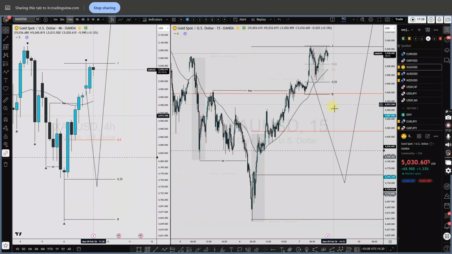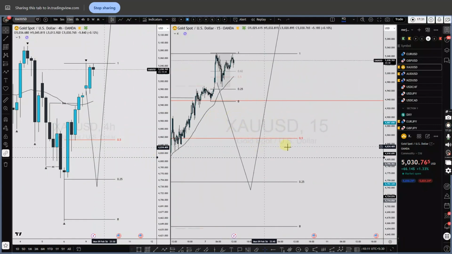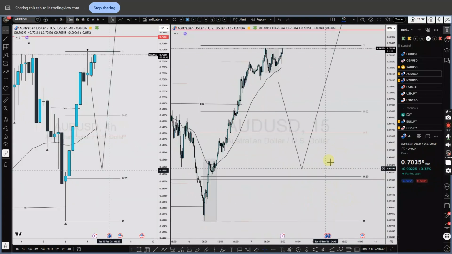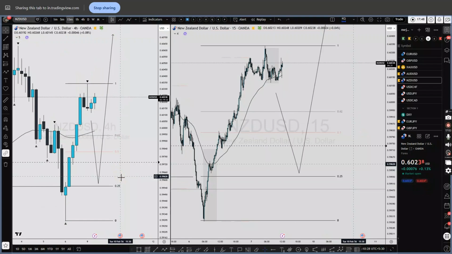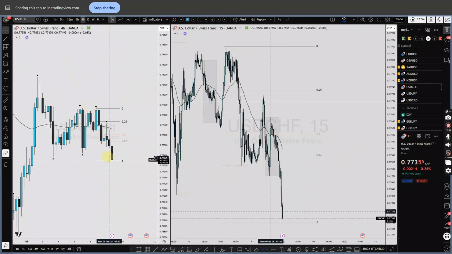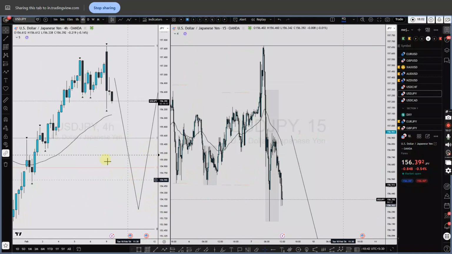Same story for gold. I'm waiting for a deeper correction below 38.2 or below equilibrium so that I can start looking for long setups in 15-minute. AUD USD is also at a premium price, and we're looking for a deeper correction so that we can start looking for longs. Same story for NZD USD. USD CHF, just the opposite story. This was the last breakout structure towards downside, and we're waiting for a deeper correction towards upside so that we can start looking for shorts.